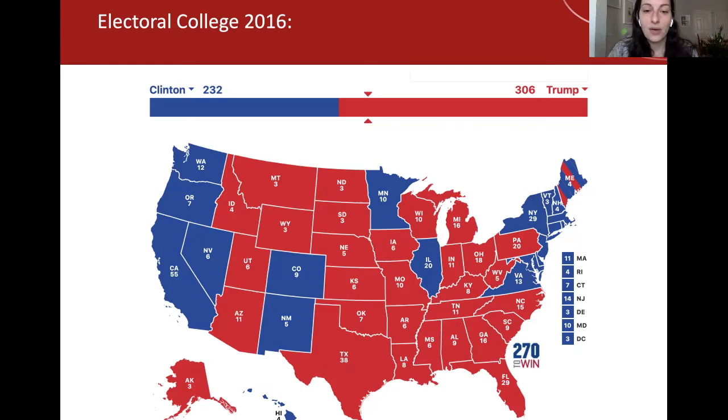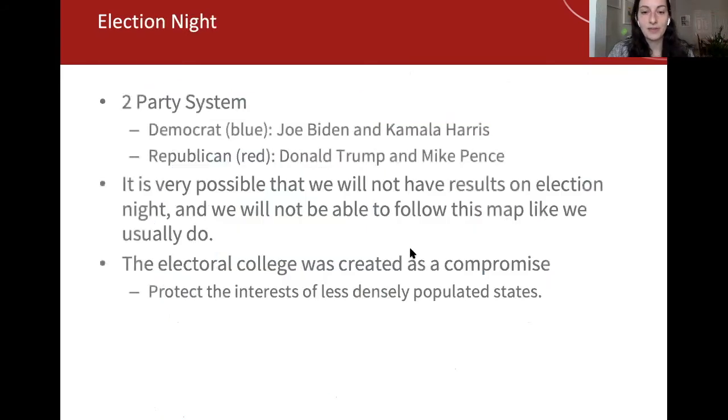So what it creates here is an interesting dynamic, one where candidates are going to really focus on the states that are more in between. Illinois, and we saw this on this last map over here. Let me go back.